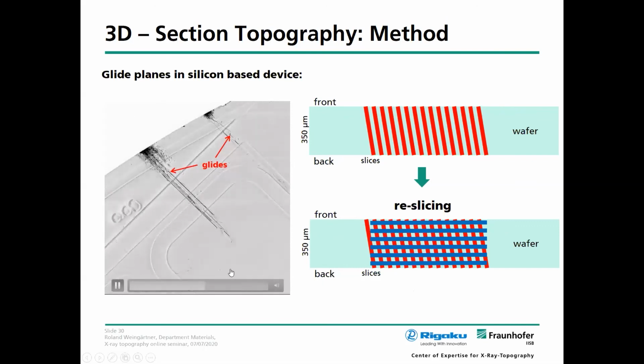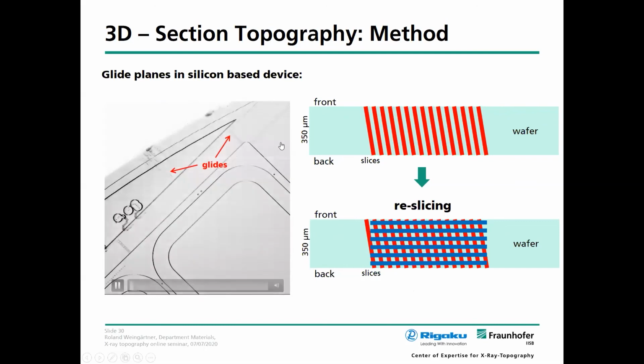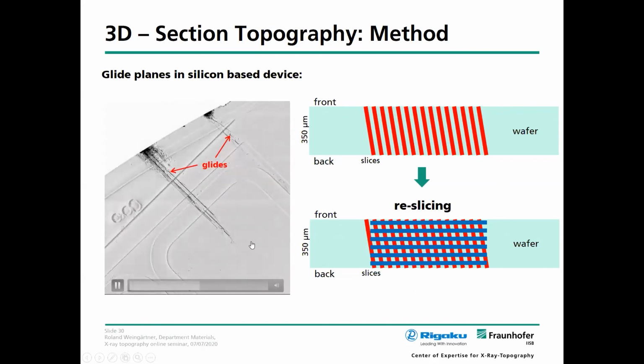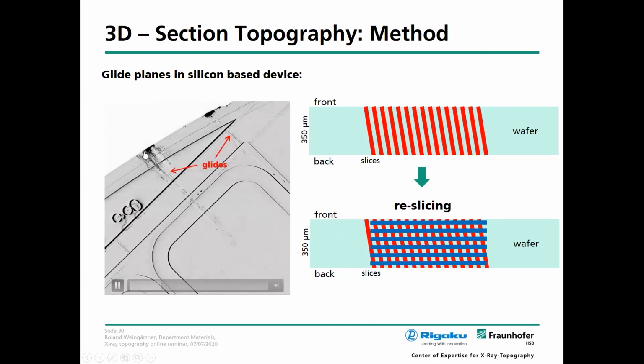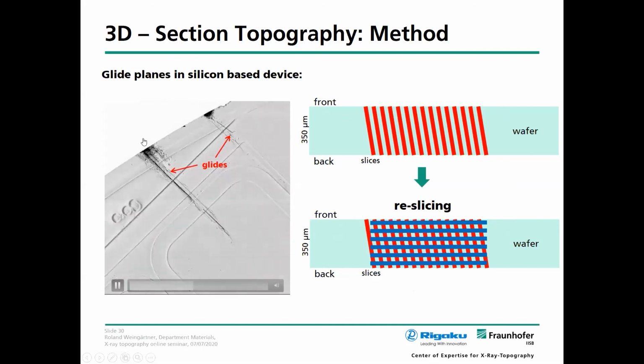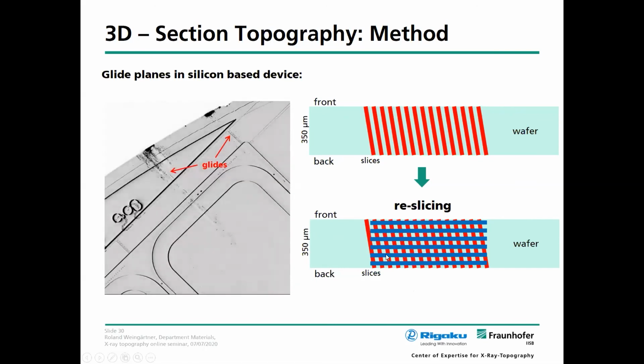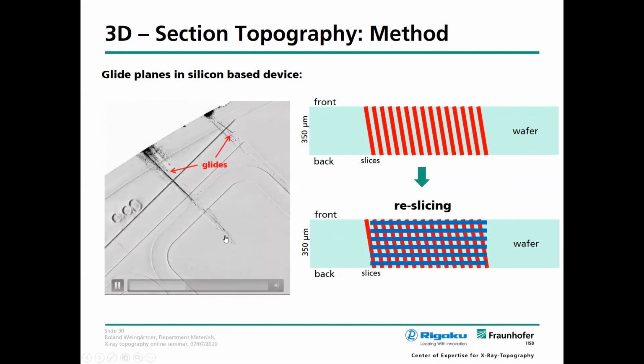And a typical result you see here on the left-hand side. Again, this is the silicon wafer with some deposited structures on it with these glide planes. In the beginning you saw the integrated information, but here you see how these glide planes actually evolve through the wafer. At which position in depth the glide planes enter inside this wafer.